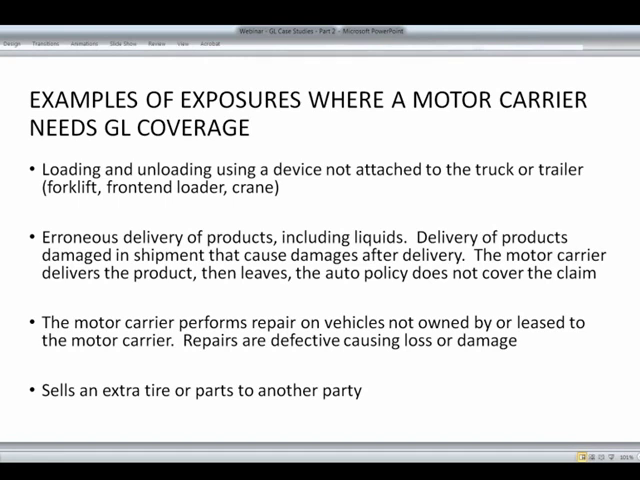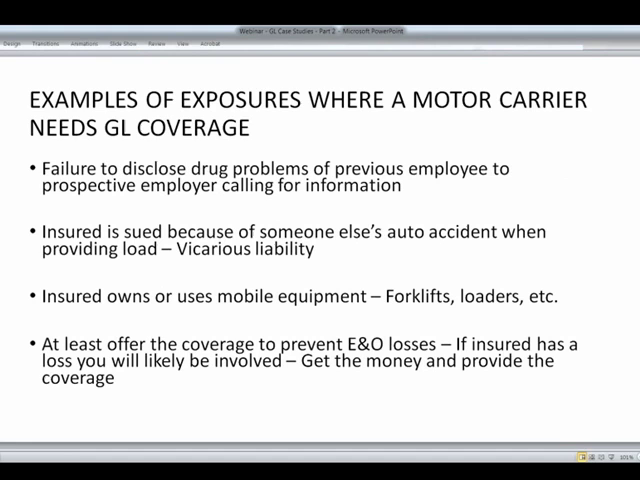The motor carrier performs repair of vehicles not owned, that's GL. Sells an extra tire, that's GL. I'm going through the things at the end of the first section, which is why an insured needs a GL policy. Failure to disclose drug problems of a previous employee, that's GL. Insured is sued because of someone else's auto accident, that's brokerage again, vicarious liability, that's GL. Insured owns or uses mobile equipment, forklift, loaders, etc., that's GL.